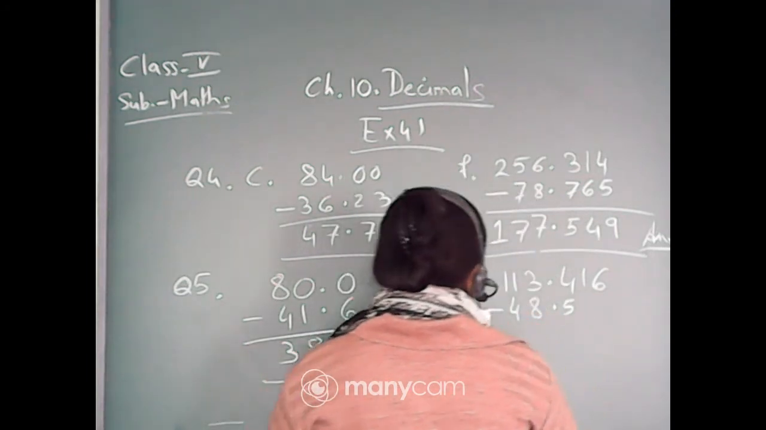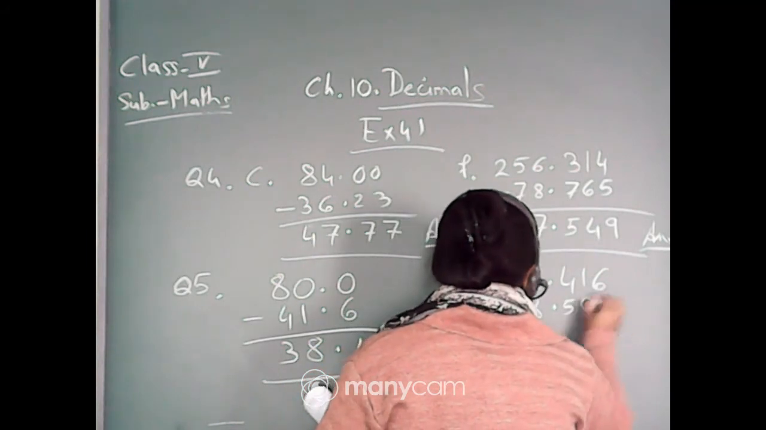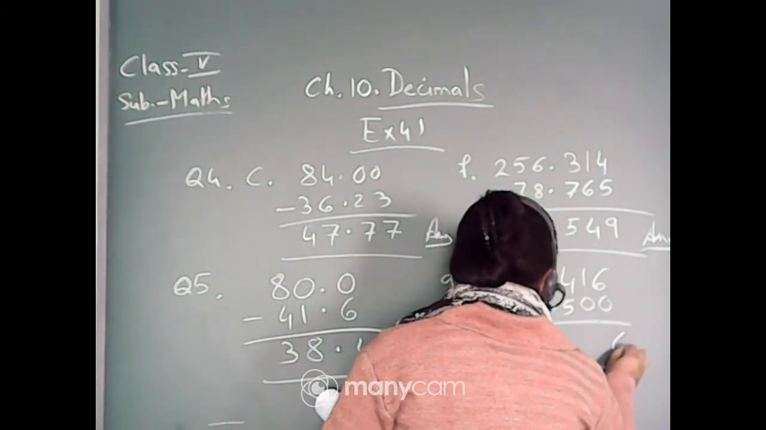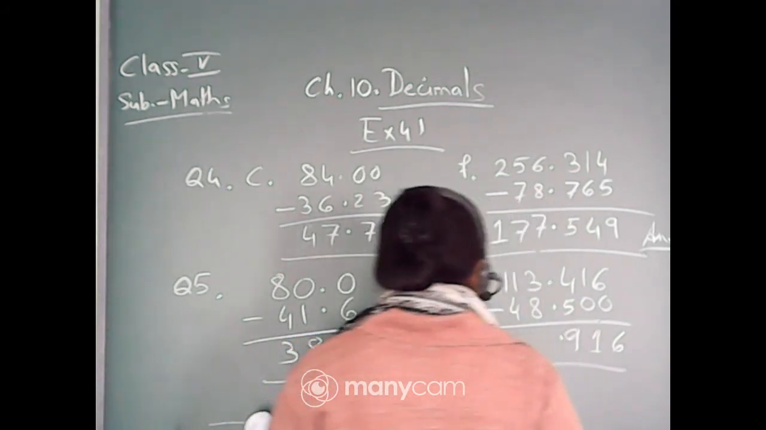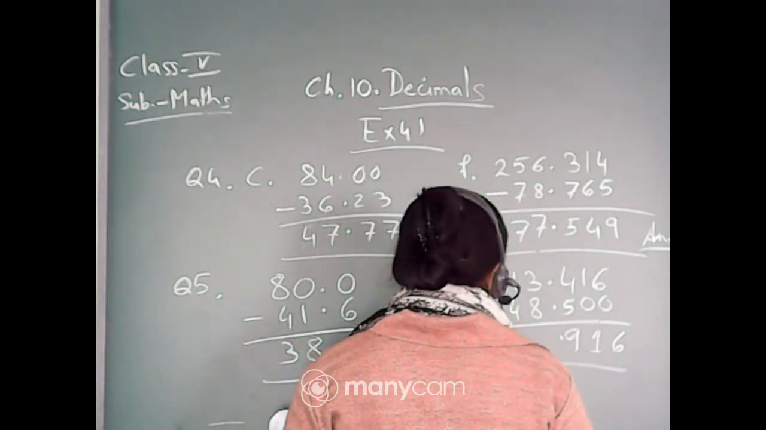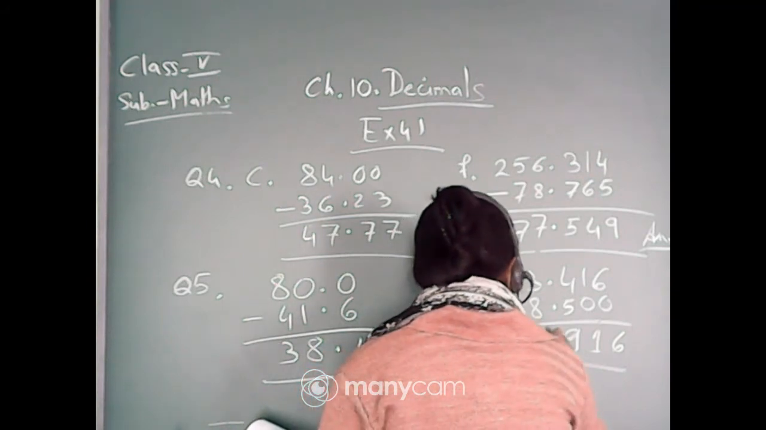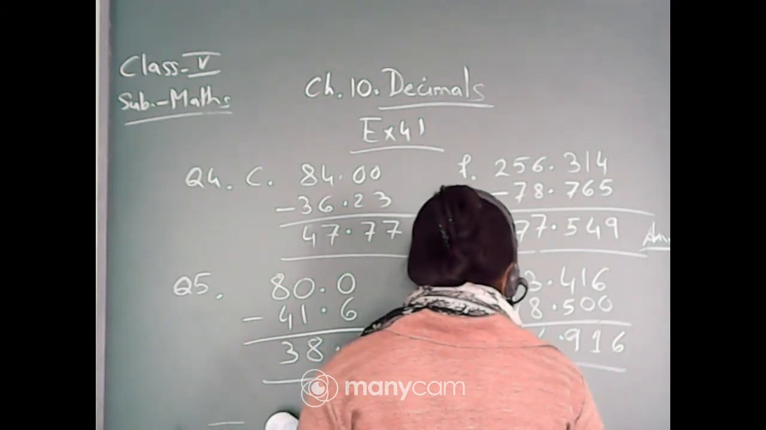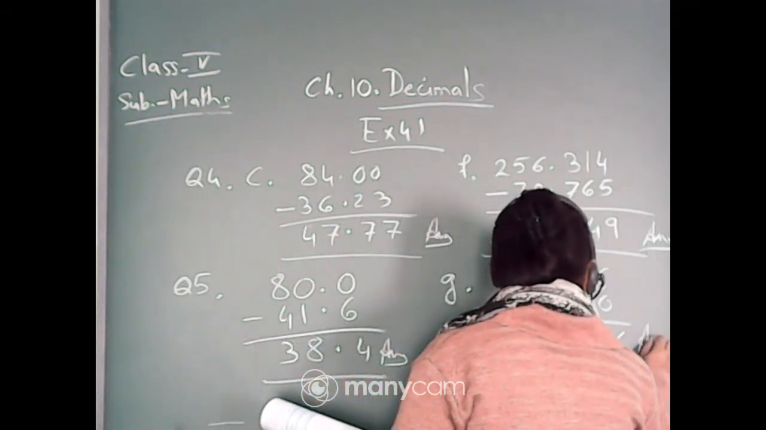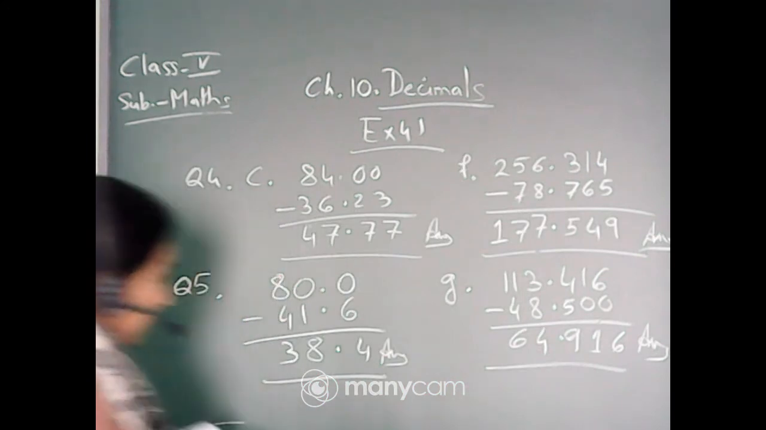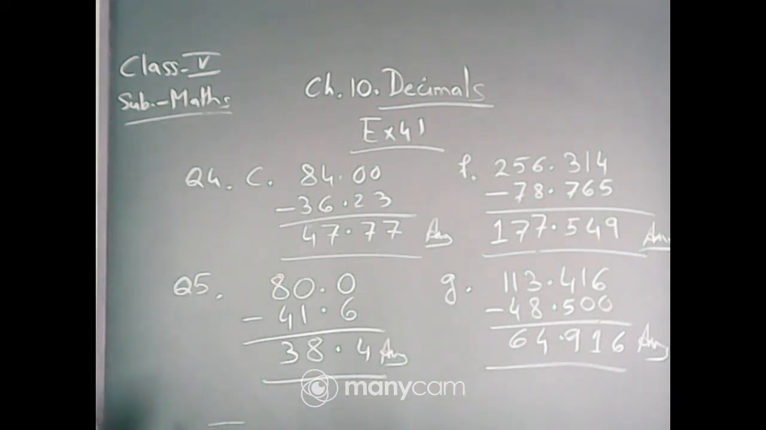So you will do one thing, 0 and 0. Now subtract 6, 1, then 9. Point. 8, 1, 9, 10, 11, 12 and 13. That is 4. And this is 6. That is 64.916. 64.916 after subtraction. Okay.